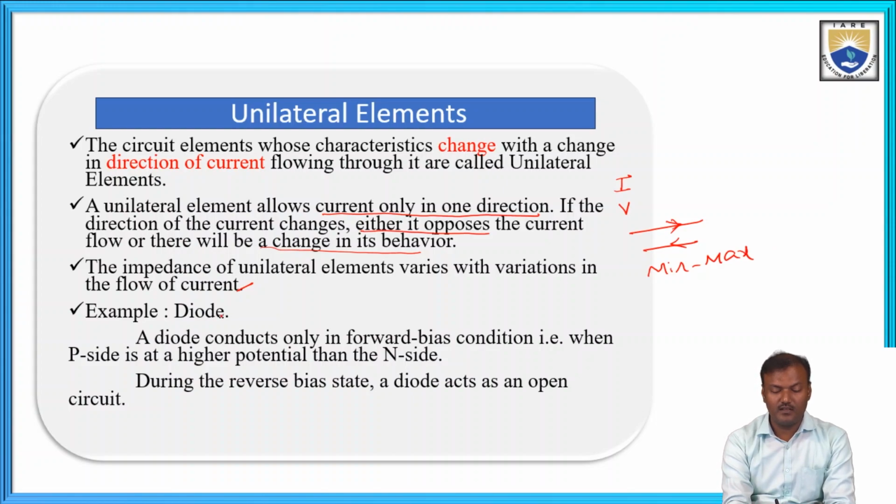An example is the diode. A diode in forward biased condition allows current to flow, and during the reverse bias condition, it acts like an open circuit. That is, in forward bias condition, it allows current, meaning the resistance offered by the diode approaches zero, and during reverse bias condition, the resistance offered by the diode approaches infinity.